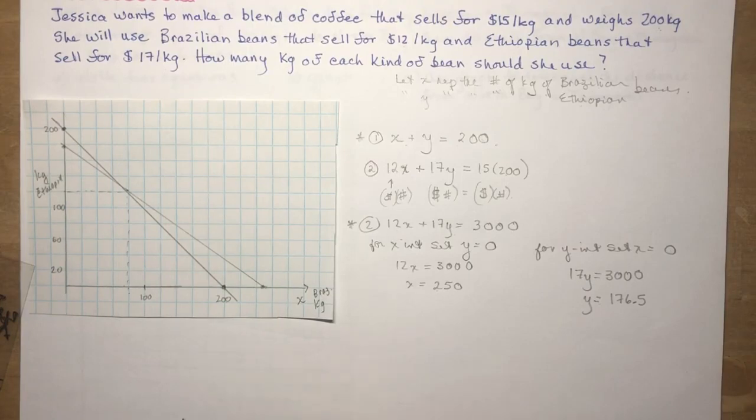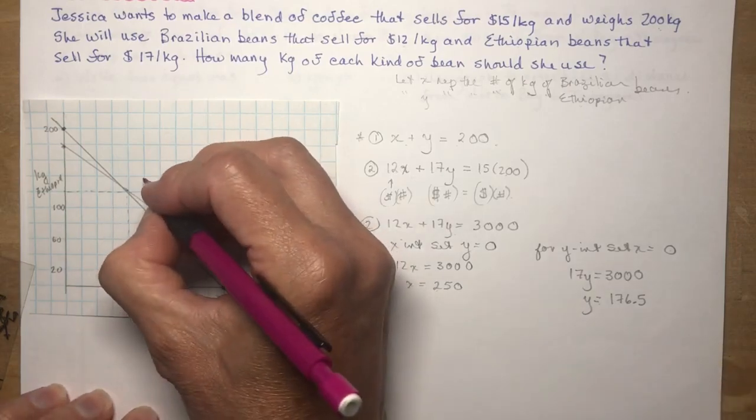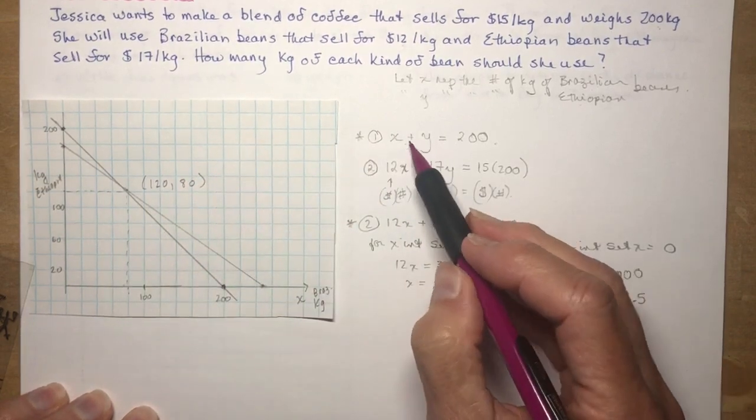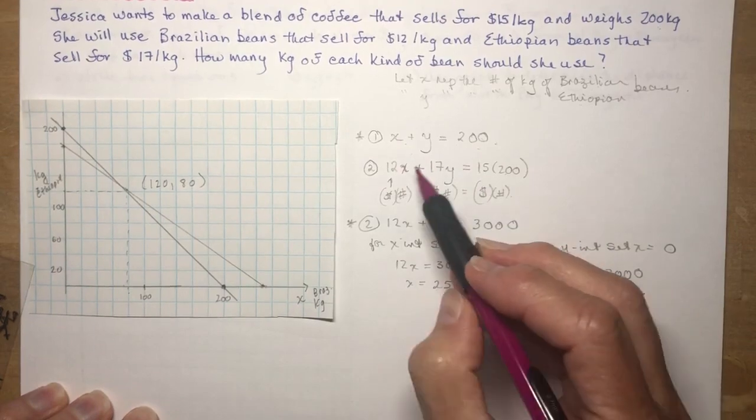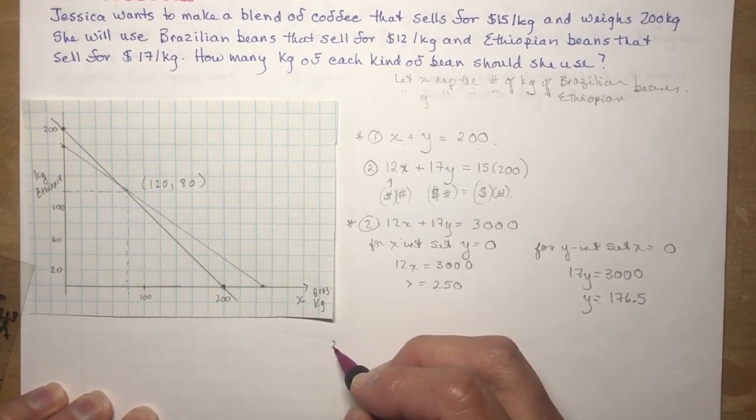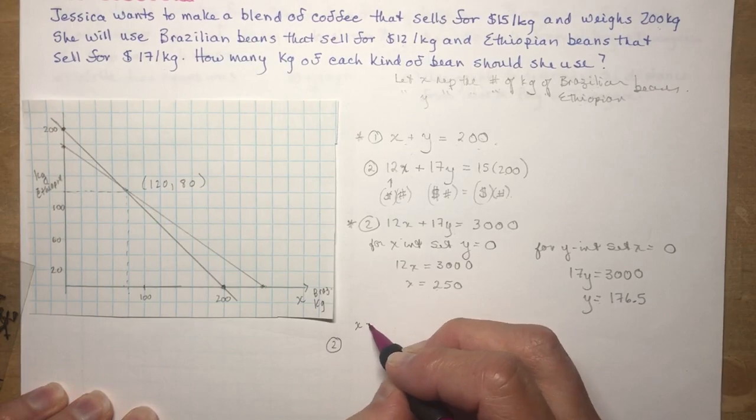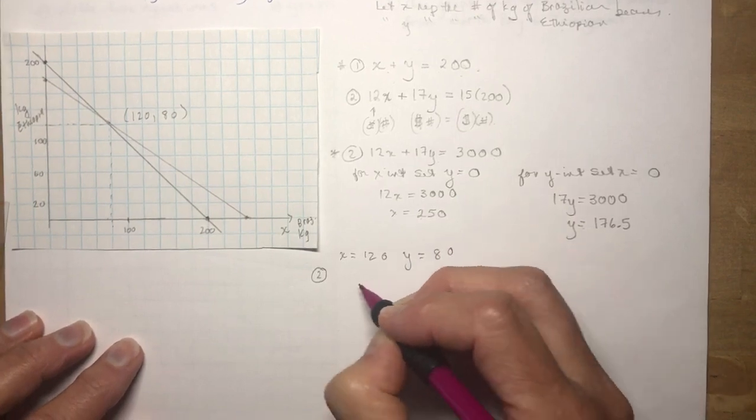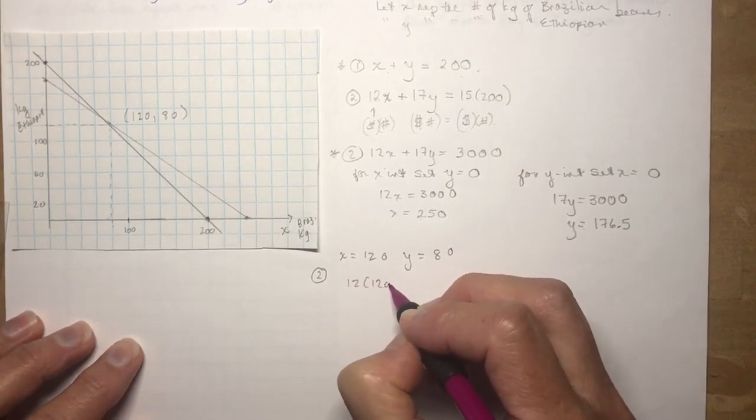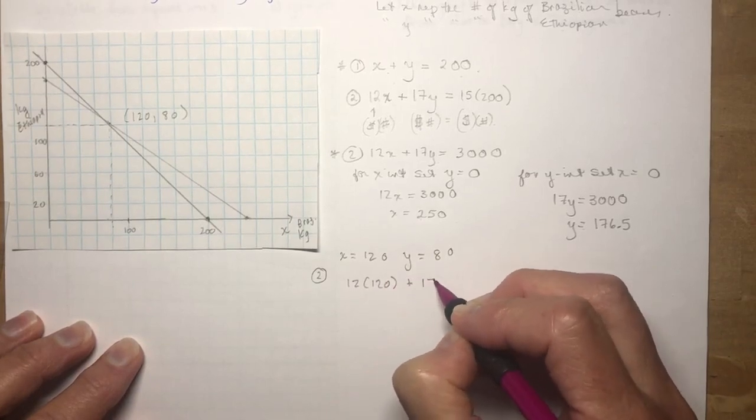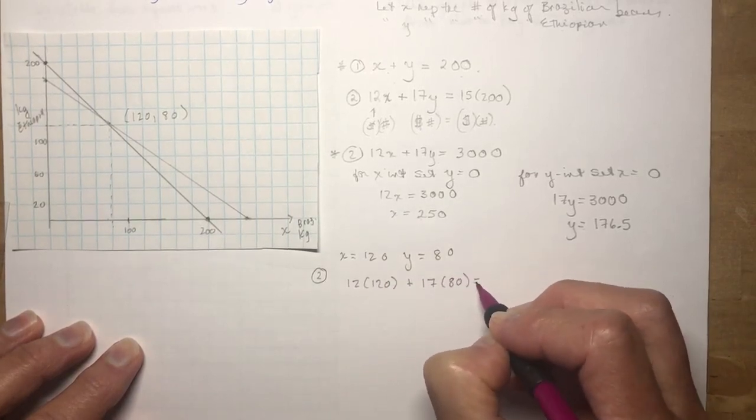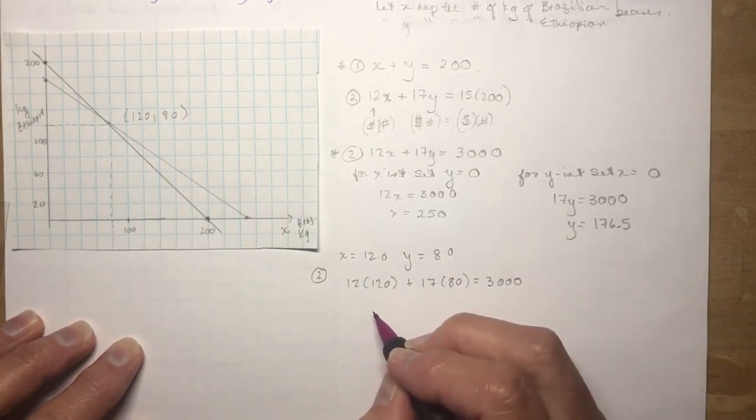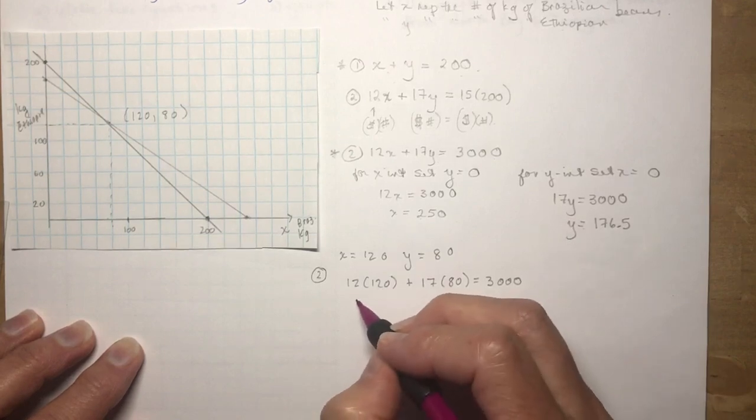So if you figured 120 and 80, 120 plus 80 is 200. That worked nicely. But let's see how well it works in equation 2. So if x equals 120 and y is equal to 80, then I would have 12 times 120 plus 17 times 80. Is that equal to 3,000? Now I'm going to be in trouble because I don't have a calculator. So 12 12s are 144.